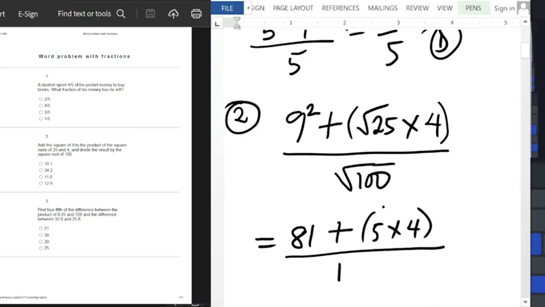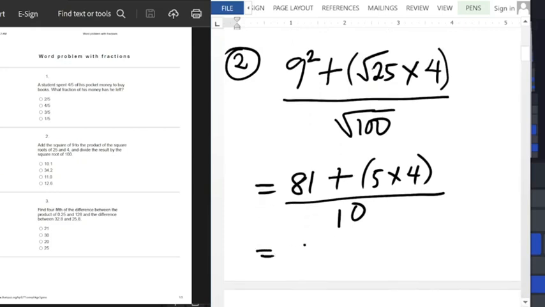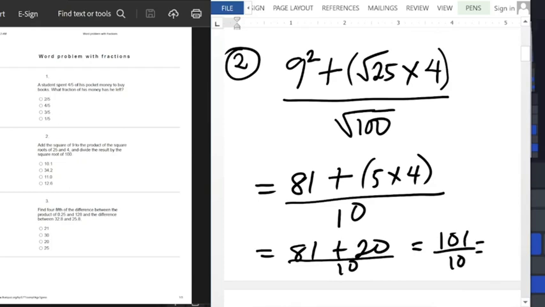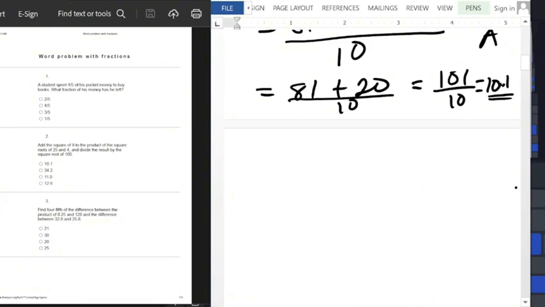the square root of 100. The square root of 100 is what? 10. So we're going to have 81 plus 20 all over 10. So which is 101 over what? 10. So that gives 10.1. 10.1, that is option A. I hope that is clear. So question 3.